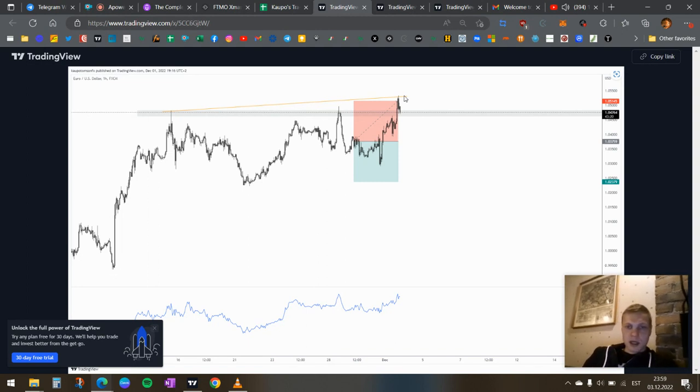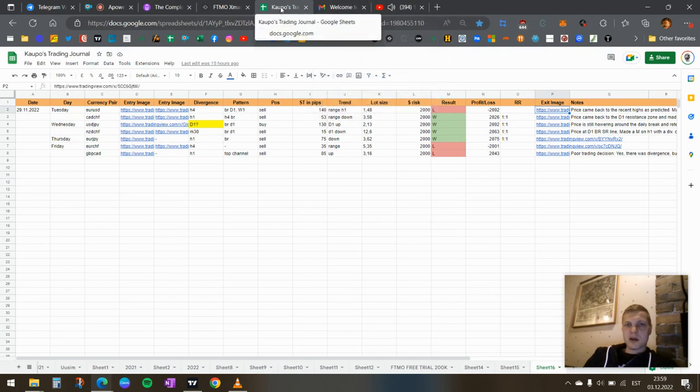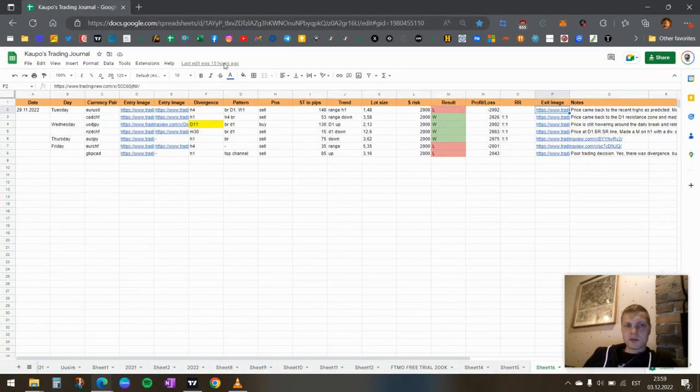So all the things I'm looking for: wicks, divergences, breaks and retests, resistances, M formation, W formation. They were all there. So I would take this trade again, just for this time to work out.